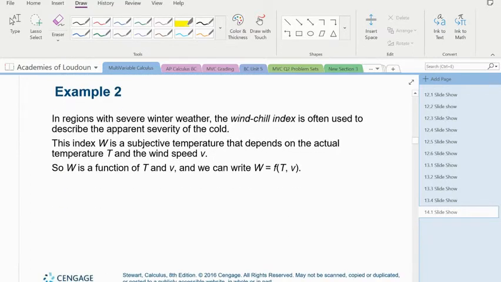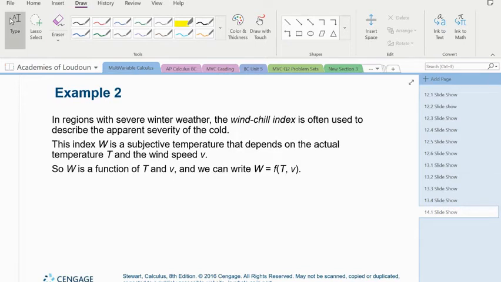So looking at example 2, in regions with severe winter weather, the wind chill index is often used to describe the apparent severity of the cold. This index W is a subjective temperature that depends upon the actual temperature, T, and the wind speed, V. So W is a function of T and V, and we can write that W equals f of T and V.